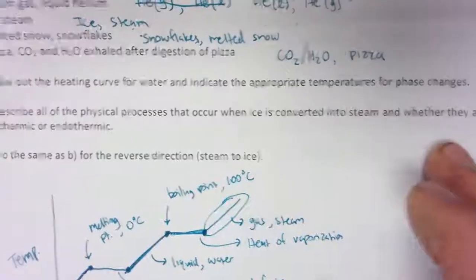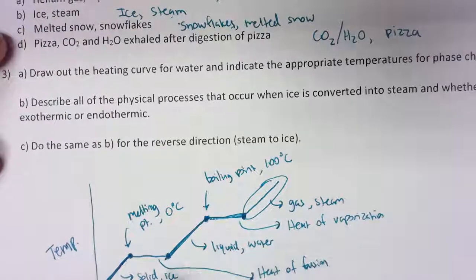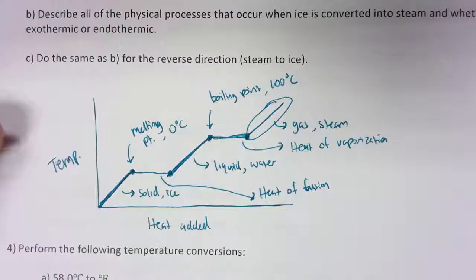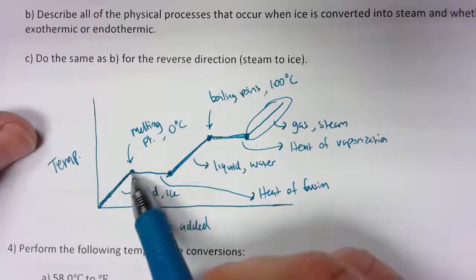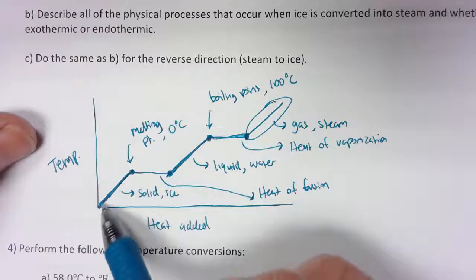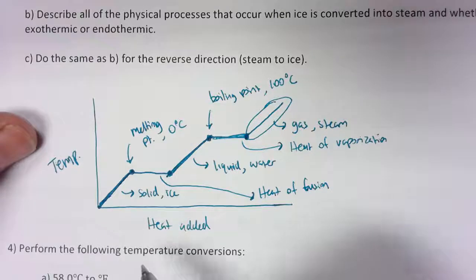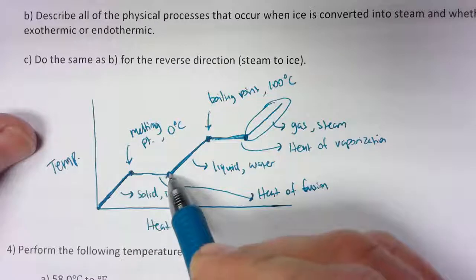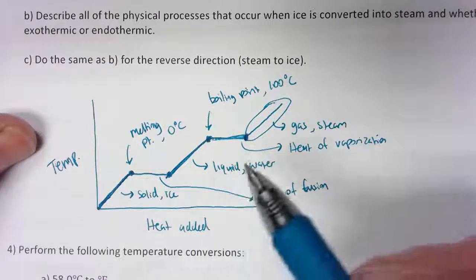Now let's talk about endothermic versus exothermic. If we are moving up the curve, that means from left to right, all of those processes are endothermic. That means they require heat to be absorbed by the water. So the process of melting is endothermic. The process of boiling is endothermic, and everything in between going from left to right. If the temperature is increasing, it's endothermic, or if it's melting, or if it's boiling. Remember, those temperatures aren't changing.